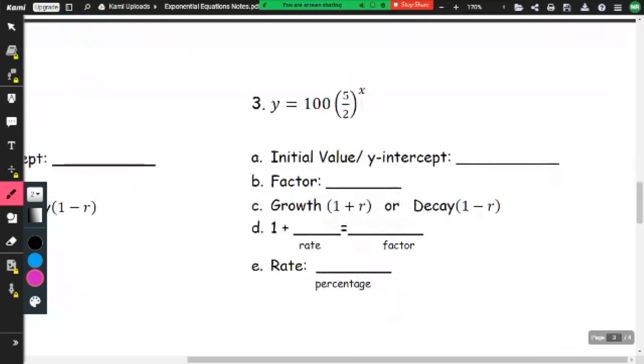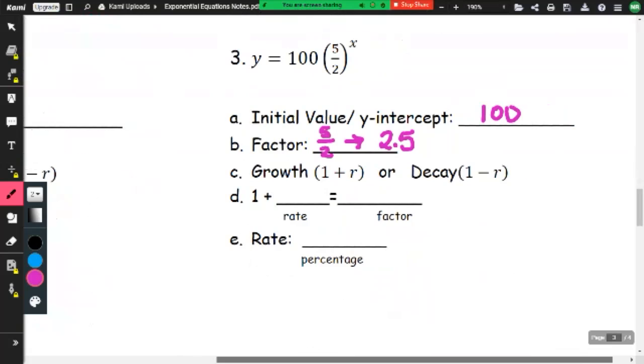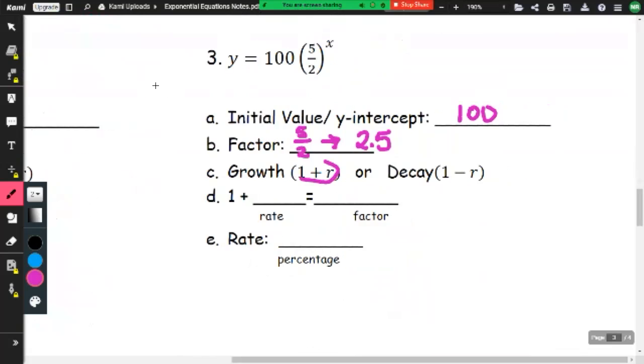Number 3, what's my y-intercept? 100. What's my factor? 5/2. Now, it's a fraction. Most of us will automatically say decay because you see a fraction. But go ahead and convert every single fraction to a decimal. And what do you notice? What does 5/2 give you as a decimal? It gives you 2.5. And 2.5 is definitely larger than 1, so that is growth.